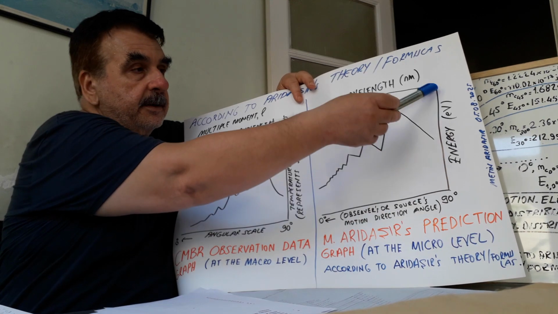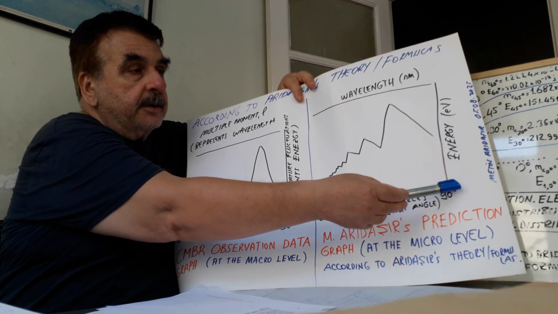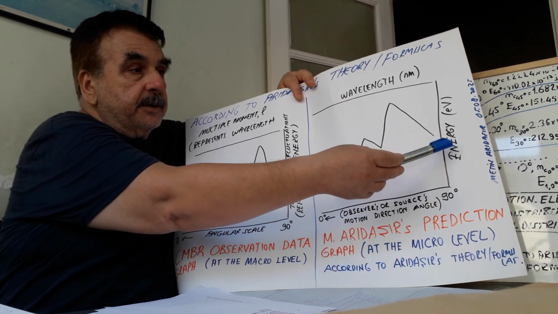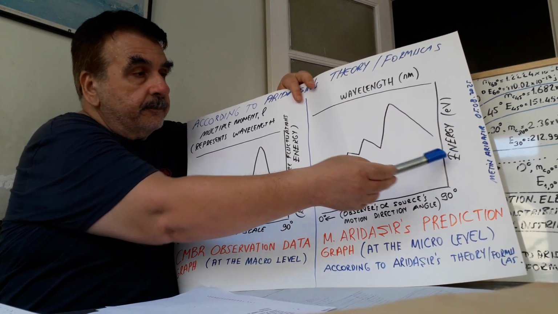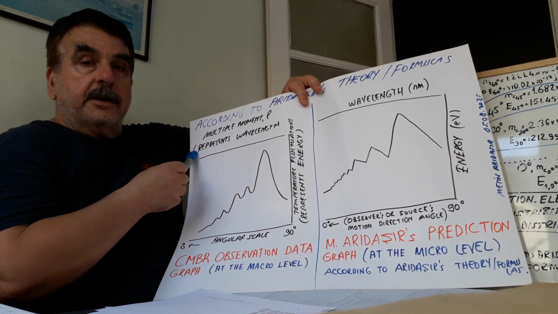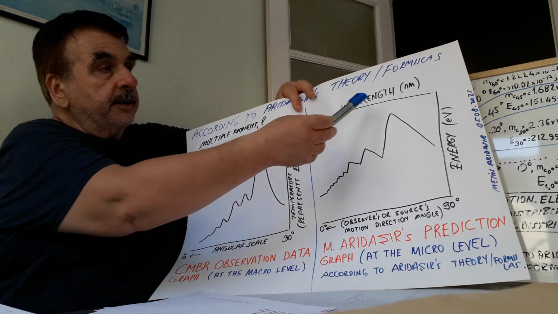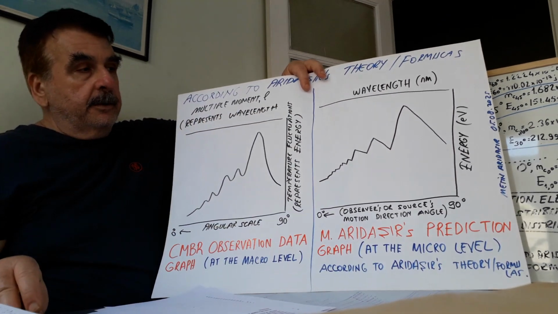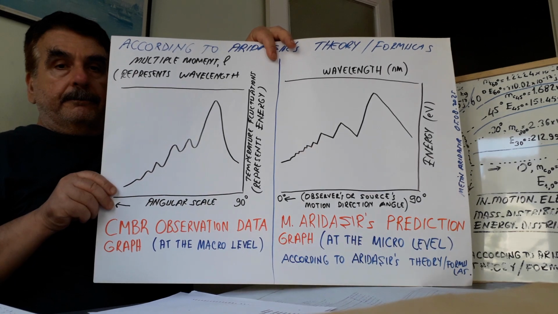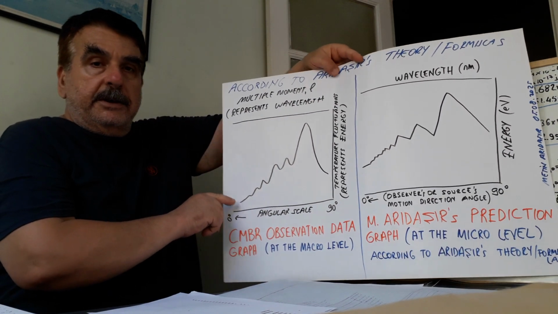Same side, my prediction is the same energy. And the upside is the same. Multipole moment represents wavelength, here wavelength. Okay. They are wholly overlapped.